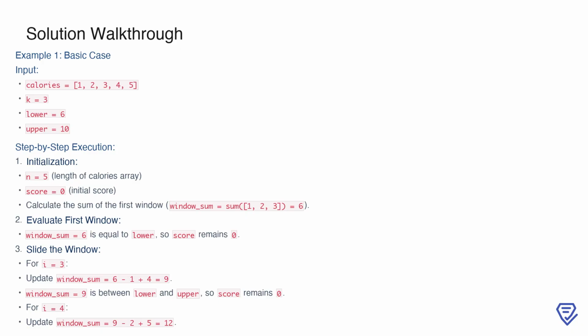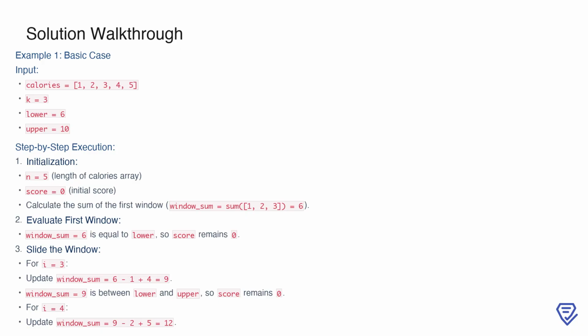Then, we calculate the sum of the first window, which is the sum of the first three elements. 1 plus 2 plus 3 is equal to 6. This value, 6, is equal to the lower threshold. Since the sum is neither below the lower threshold nor above the upper threshold, the score remains unchanged at 0 at this point.